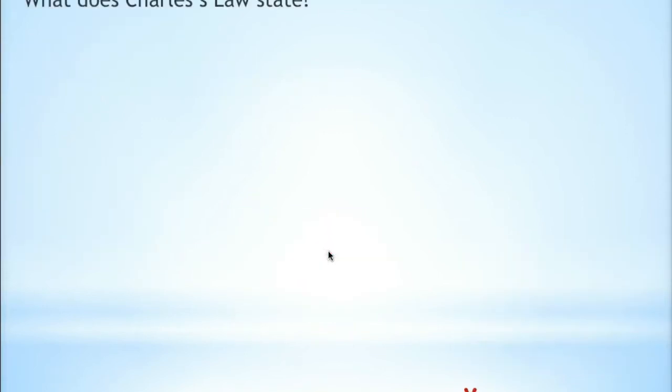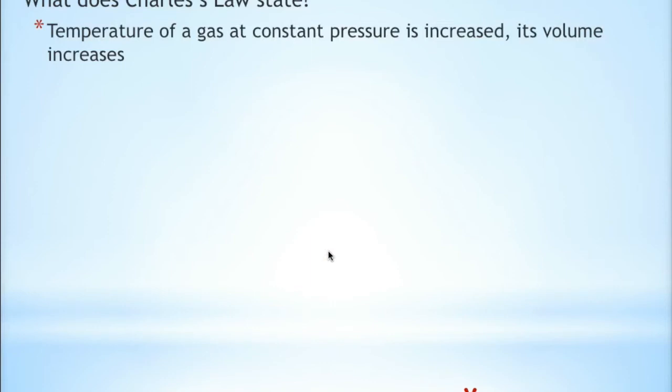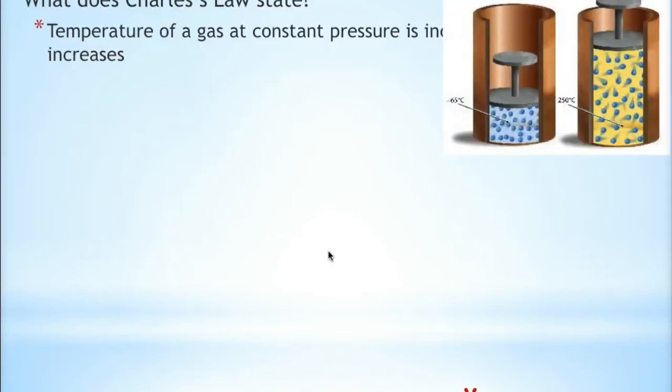Gas laws. What does Charles's law state? When the temperature of a gas at constant pressure is increased, its volume increases, the amount of space that it takes up. So as you can see here, the amount of space that's taken up increases as the temperature of a gas at constant pressure is increased.